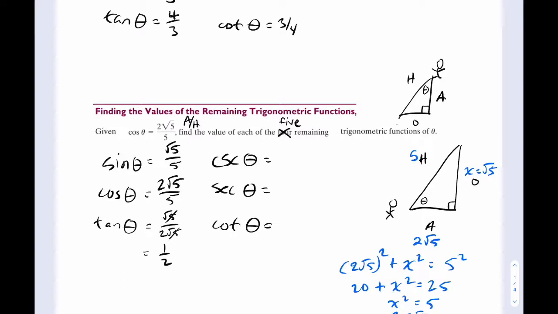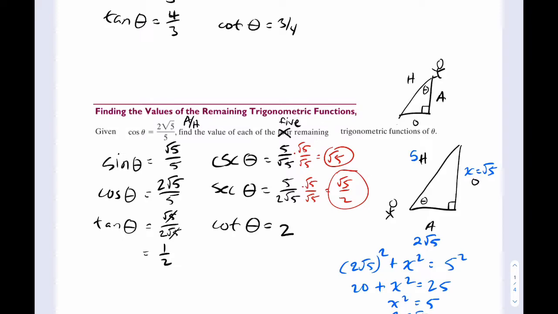And now we flip it. 5 over root 5, 5 over 2 root 5, and 2. Now in trigonometry, these answers are not going to be acceptable. We're going to have to rationalize that. So we're going to multiply by the radical on the bottom, root 5 over root 5, and our answer is going to become root 5. This one, we're going to multiply by, again, root 5 over root 5, and this will become root 5 over 2, and 2 is good. So now we'll just circle all our answers.